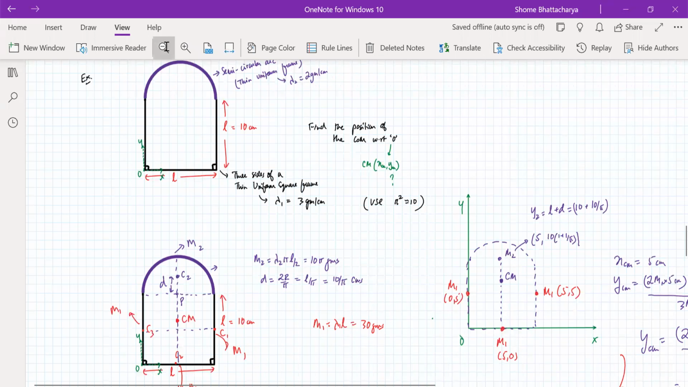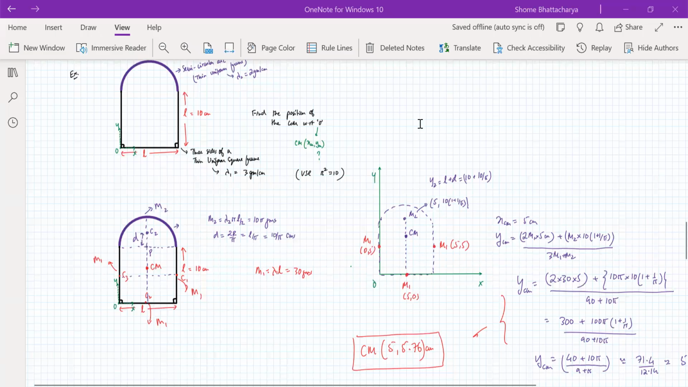So that's where this diagram now comes in. Just a moment. We share that. Yeah, so that's where this diagram comes in. On the XY plane, I'm replacing each of the 3 sides of the square with 3 particles of mass M1 each. And I'm replacing the semi-ring with a particle of mass M2.